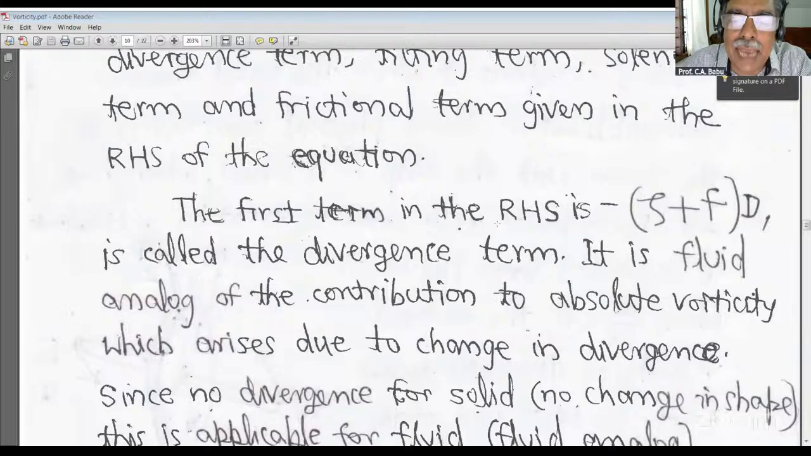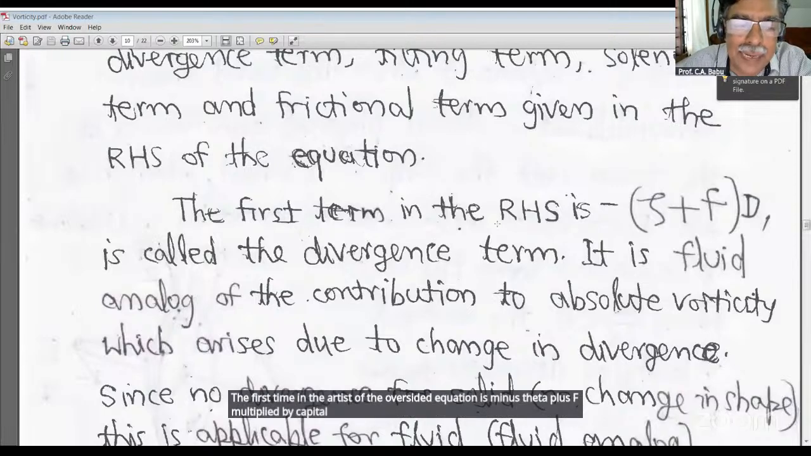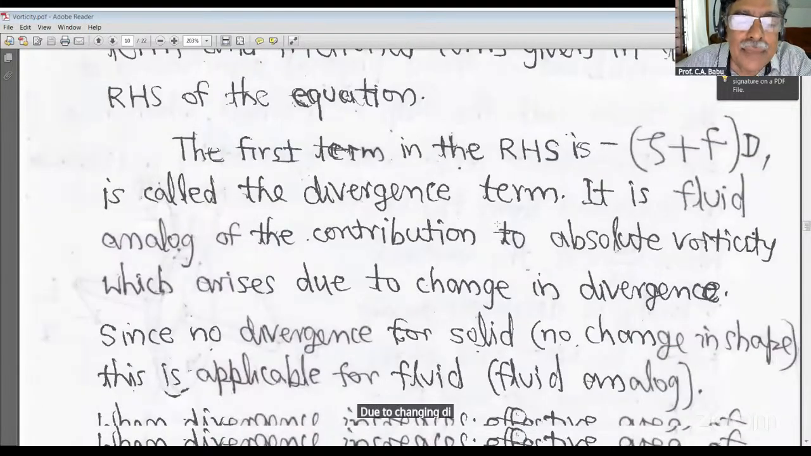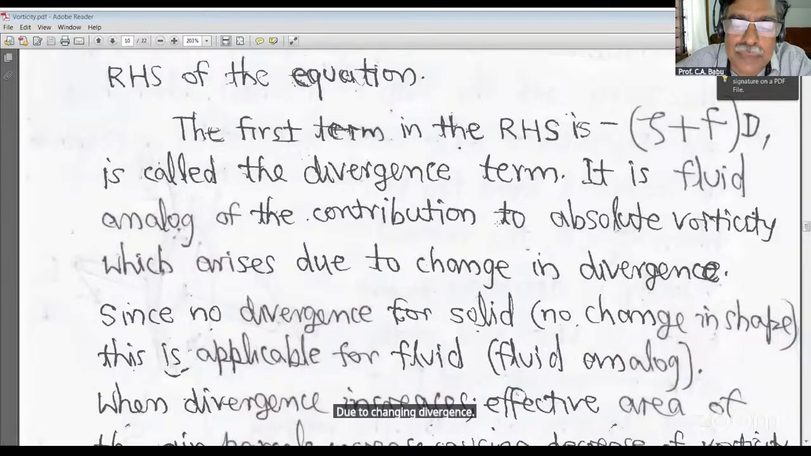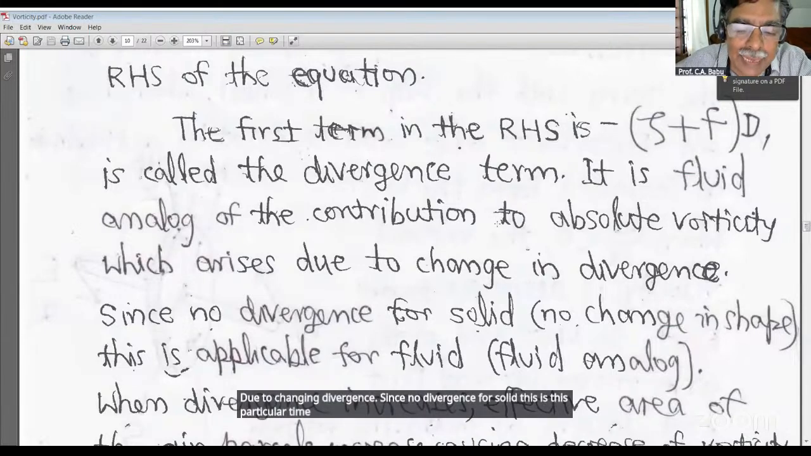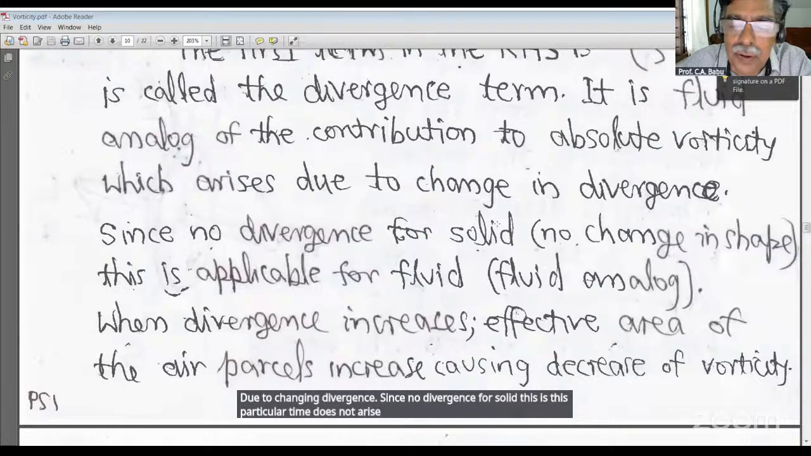The first term in the RHS of the vorticity equation is minus theta plus f multiplied by capital D. Capital D is the divergence, and the term is called the divergence term. It is fluid analog of the contribution to absolute vorticity which arises due to change in divergence. Since no divergence for solid, this particular term does not arise for solid.